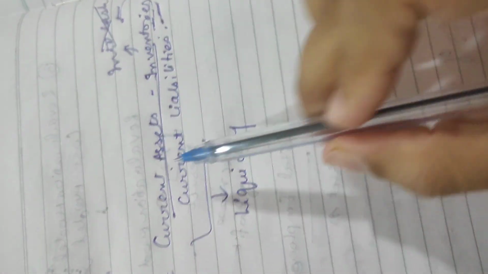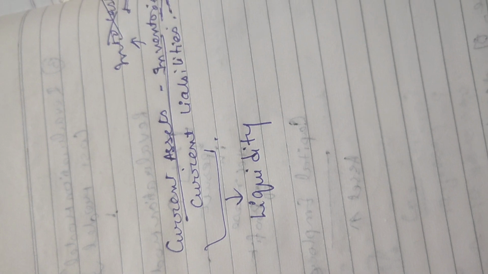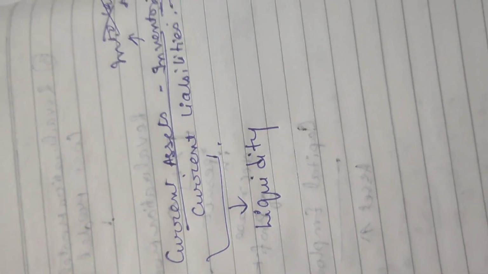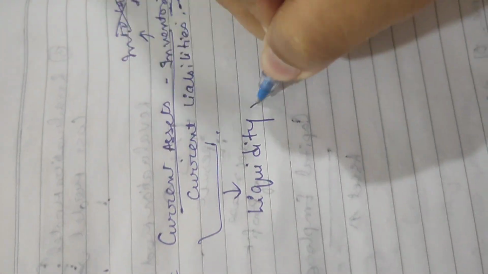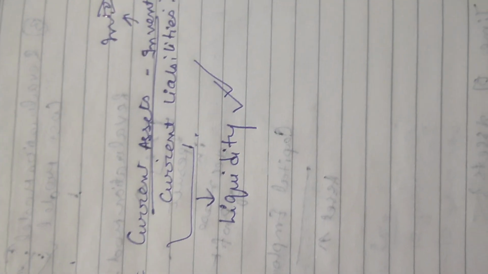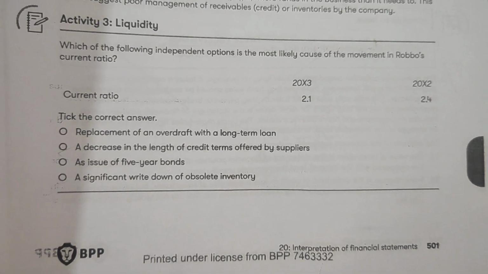We already know that their inventories will not be converted into cash easily. That's why we subtract the inventory from the formula itself. So current assets minus inventories upon current liabilities will give us the liquidity value of the company quite easily. Now let's see this example.